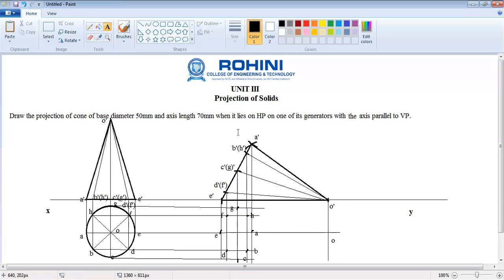So from the top view, we can see the full circle. So we have to draw the full circle using a pencil and not using a scale. By your free hand, you have to join these points.